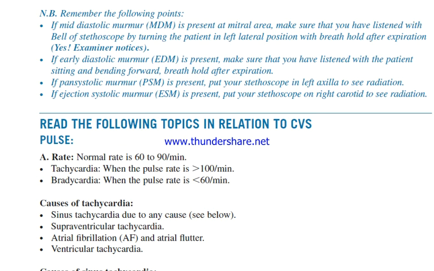Note, we should remember the following points. If mid-diastolic murmur (MDM) is present at the mitral area, make sure that you have listened with the bell of the stethoscope by turning the patient to the left lateral position with breath hold after expiration. If early diastolic murmur (EDM) is present, make sure that you have listened with the patient sitting and bending forward, breath hold after expiration. If pansystolic murmur is present, put your stethoscope in the left axilla to see radiation. If ejection systolic murmur is present, put your stethoscope on the right carotid to see radiation.